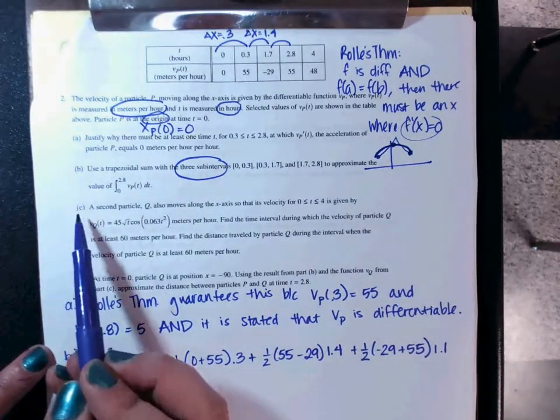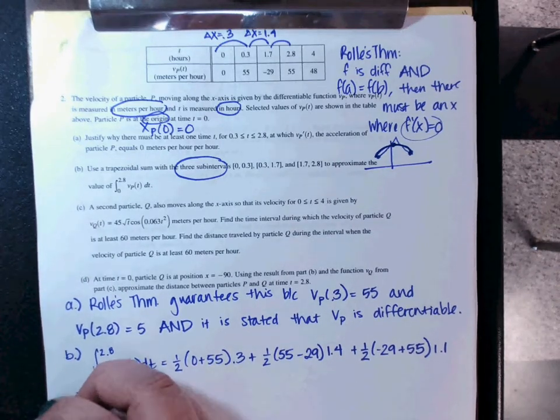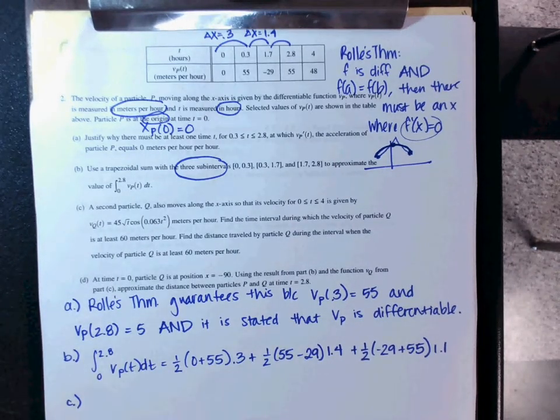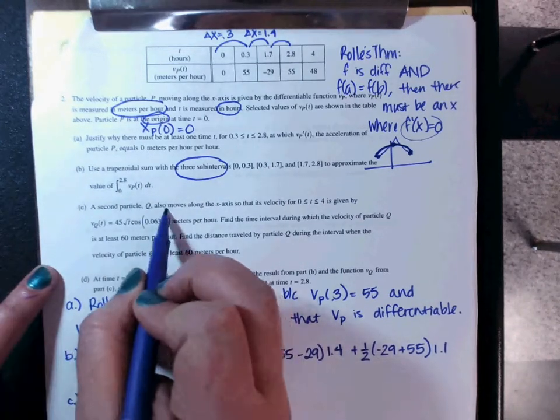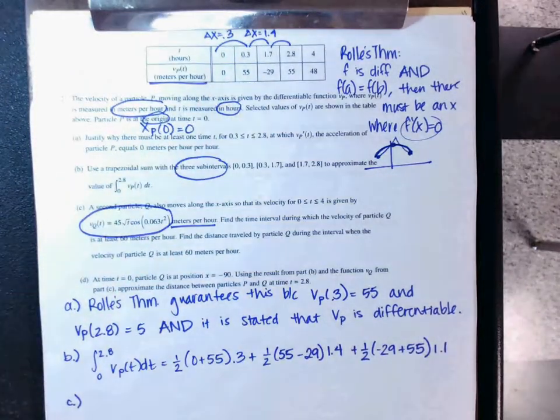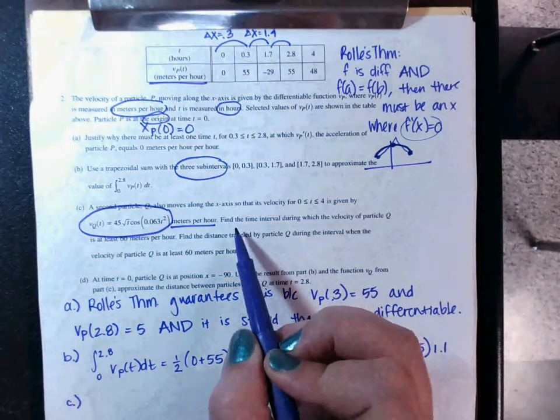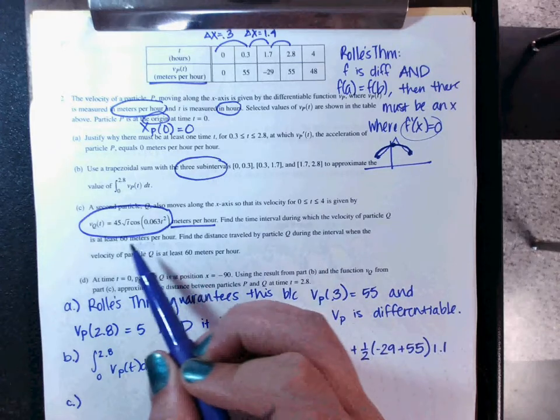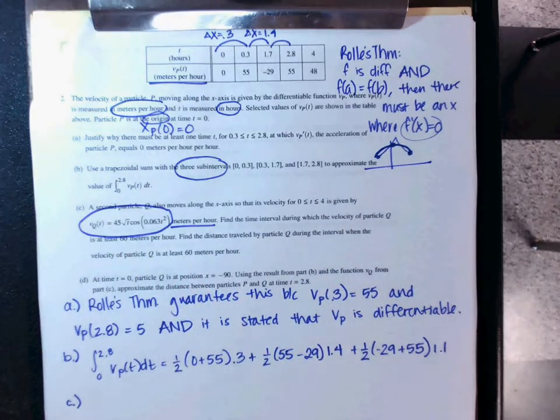Okay, now part C. Part C says, second particle Q moves along the x-axis so that its velocity is given by, then we have an equation. Also, this is in meters per hour. Okay, so these are both velocities. Then it says, find the time interval during which the velocity of Q is at least 60 meters per hour.